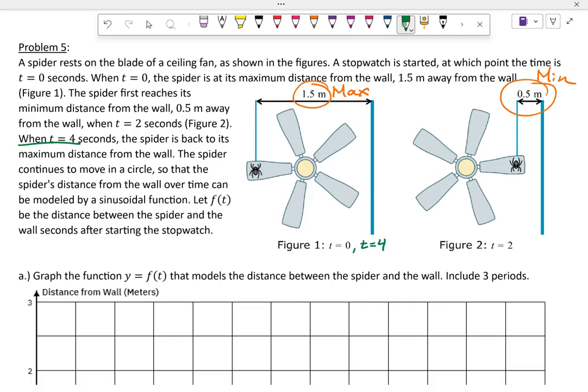The spider continues to move in that circular path. So I see the circular path going this way. That's just how I see it. It could be going the other way. But it's going in that circular path. It just continues to go around and around. Hopefully the fan's not going too fast or the spider will fly off the fan, right? Hit somebody in the head.